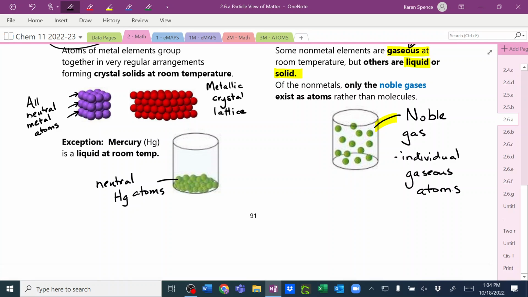But some of the others, they don't exist as individual atoms. Can you think of an element that does not just look like single atoms? Oxygen, right? Oxygen is not monatomic.